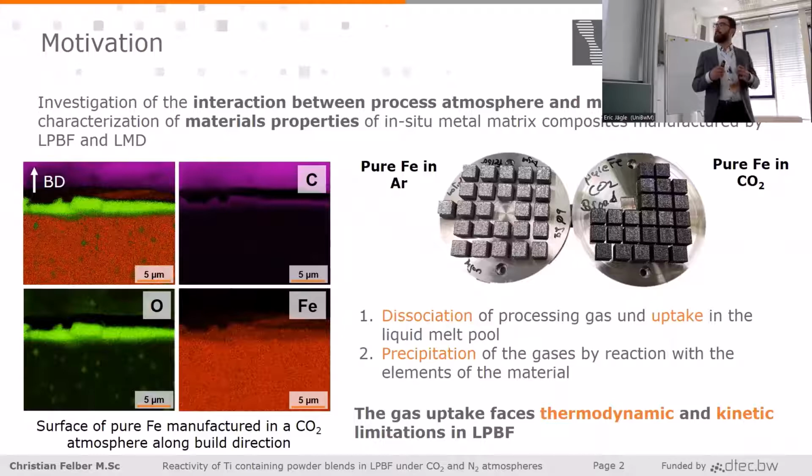And this process can be divided into two steps. The first step is the dissociation of the gases and the uptake in the liquid melt pool. The second step is then the precipitation during the solidification of our materials. And we assume that the first step, the uptake process of the gases, is the most critical, because in LPBF we have a very low liquid lifetime, which means that we won't be in equilibrium between the processing atmosphere and our material. And secondly, as I want to work with iron-based materials, their equilibrium solubility in the liquid state is quite low. And so the gas uptake is limited.